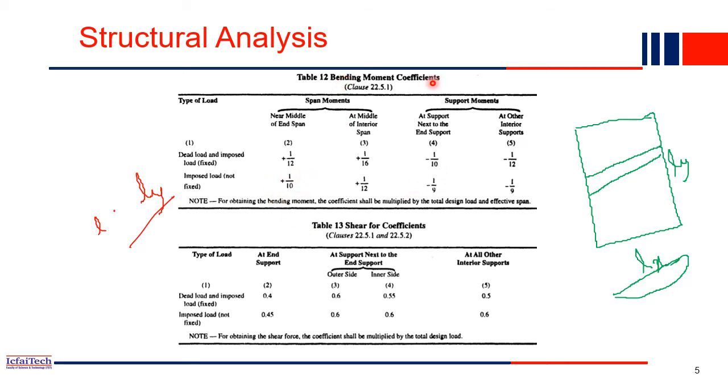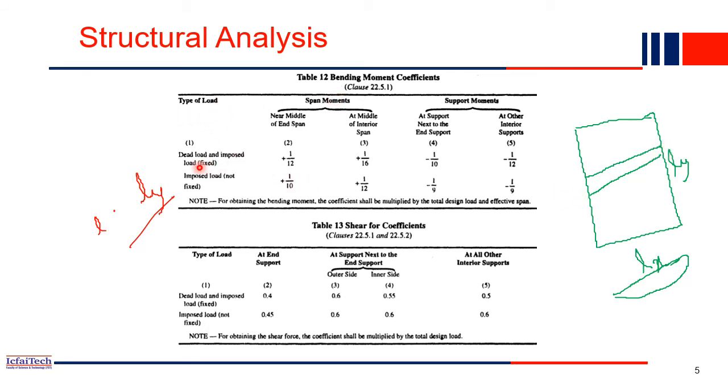So what is this bending moment coefficient? You will get it in clause number 22.5.1 of IS 456. There, ready-made values are given for bending moment as well as shear force. So there is no need to do the structural analysis from scratch. We can just use this table and find out the approximate bending moment and shear force applied on the structure. So what is this table?